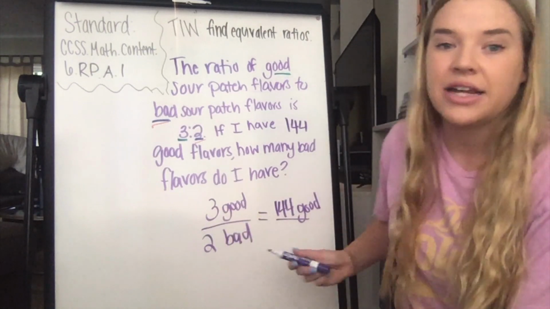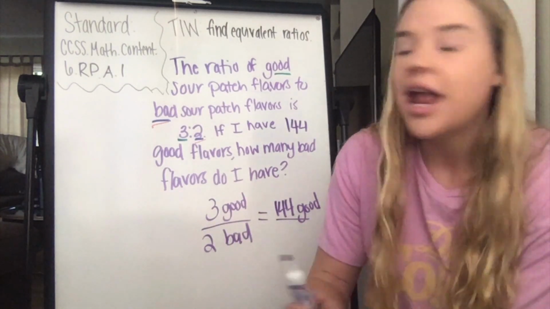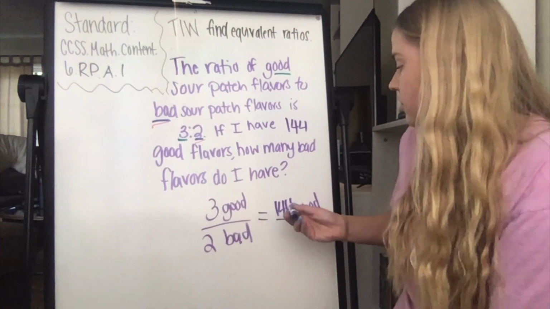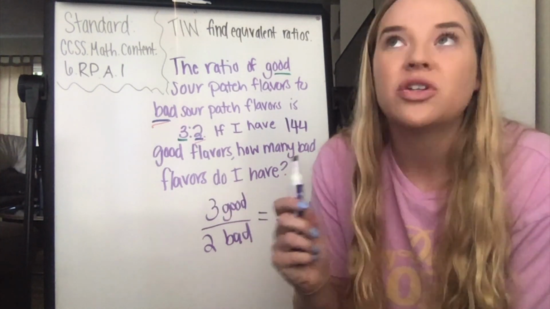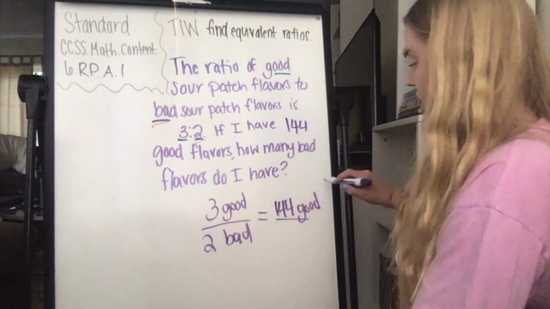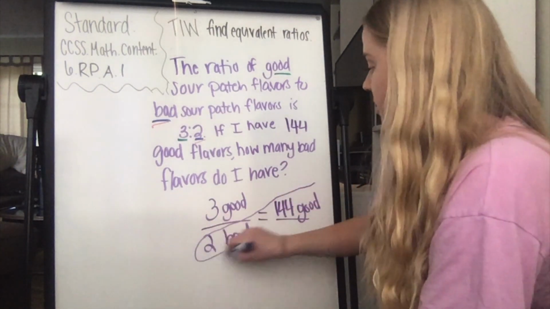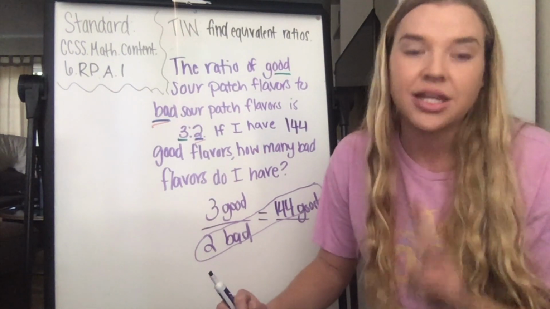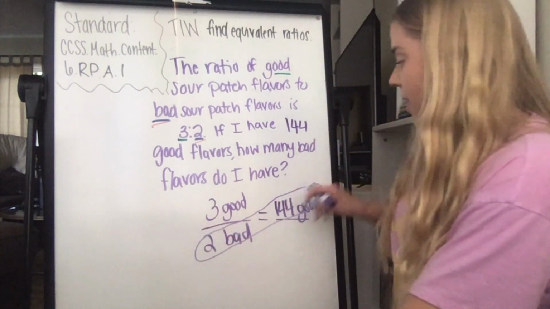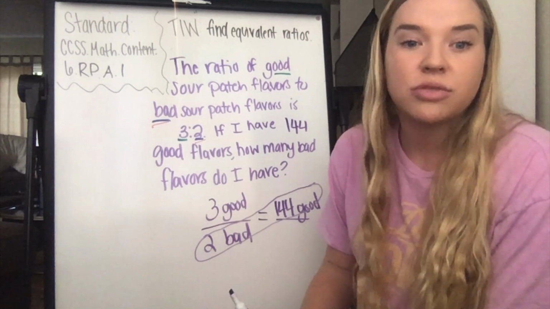Okay, now in order to find how many bad flavors there are, I can see what's going on from 3 to 144, which you probably don't know off the top of your head, which is why I'm telling you the best way to solve this is to multiply whatever is diagonal from each other, so 2 and 144, and then divide by what's left. So multiply across, divide by what's left. So first step, I want you to multiply 144 times 2.